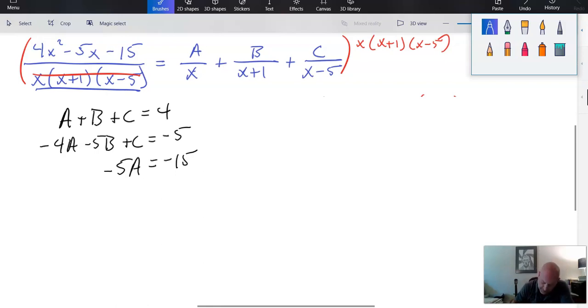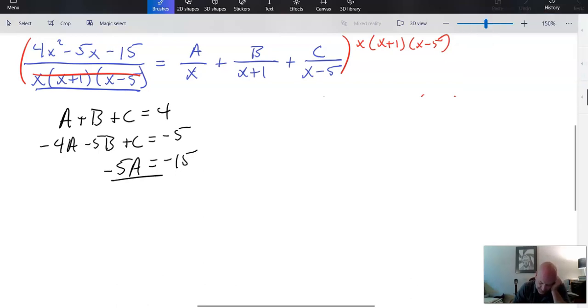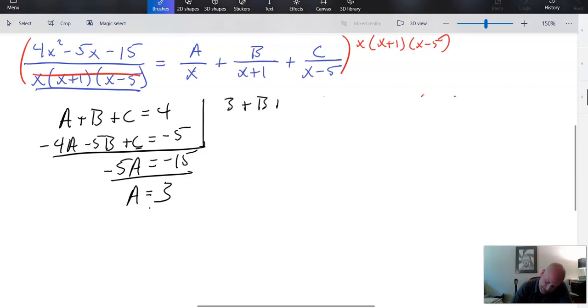So let's get busy with this. Now, there's different ways you can do this, but most of these are going to work out kind of nice. This right here only has one variable in it, and this tells me right off the bat that a is equal to 3. So if I know a is equal to 3, I can change all of these equations by substituting 3 in for a, right? So I'm not even going to use this third one other than the substitution. So that means that I have 3 plus b plus c equals 4. And if I plug it in here, I have negative 12 minus 5b plus c is equal to negative 5.